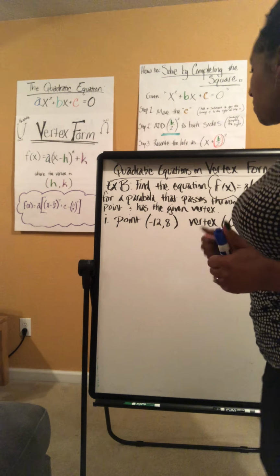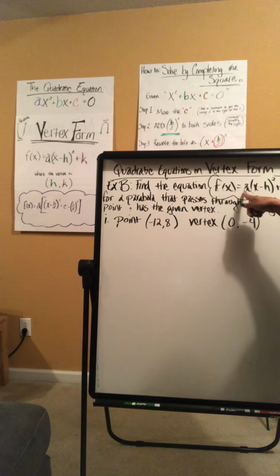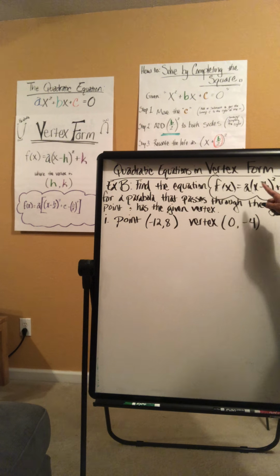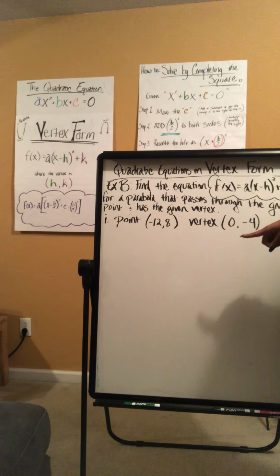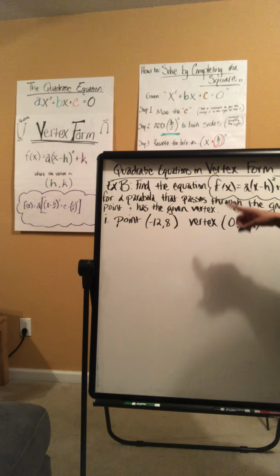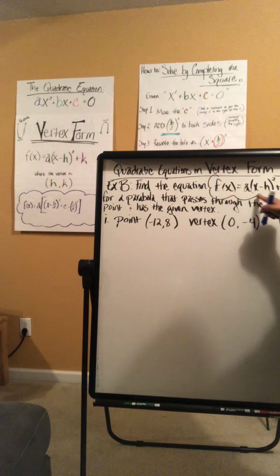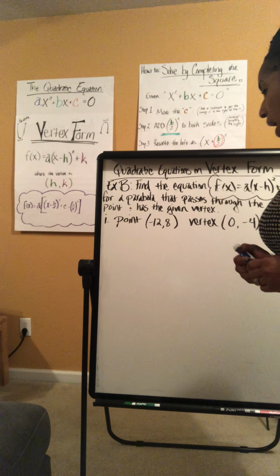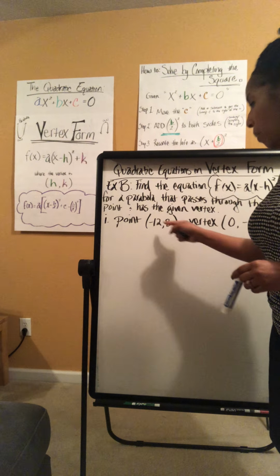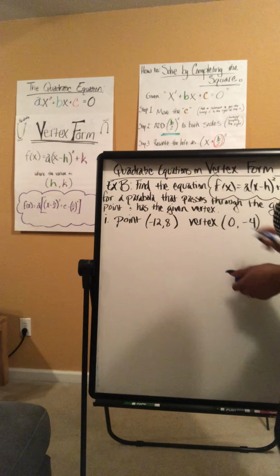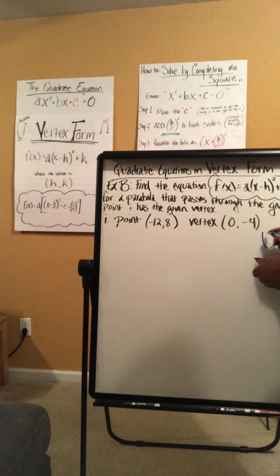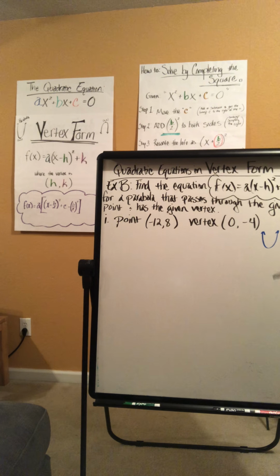Example B. We want to find the equation f of x equals a times x minus h squared plus k for a parabola that passes through the given point and has the given vertex. All right, so we know that this is vertex form. They want us to write it in vertex form, giving a point somewhere on the parabola. And remember, the parabola is just a U-shaped graph, and it has the given vertex. Remember, the vertex was either your maximum or your minimum, but it is your point in the middle.